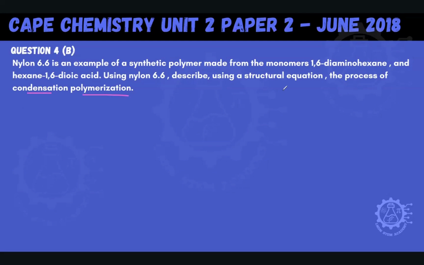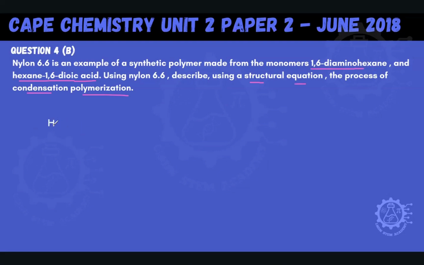Okay? And so they told us the monomers that we're starting out with. These are our monomers. So the first thing that we're going to have to do, because we have to use a structural equation, is we're going to have to go ahead and draw out those monomers. So I'm going to draw my 1,6-diaminohexane first. And this is what that one looks like.